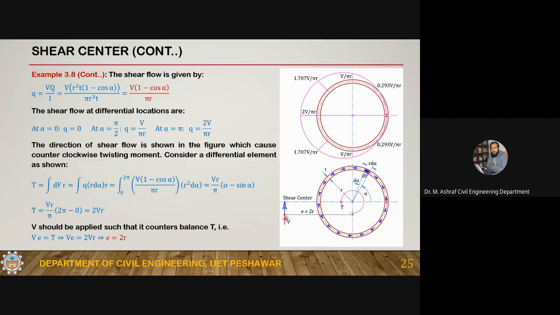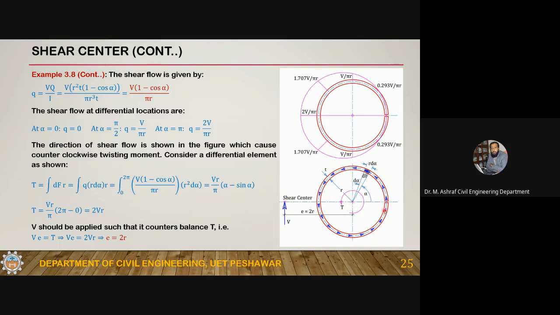Now let's suppose the applied shear is passing through this one. Since this is a counterclockwise torque, the applied one should be a clockwise torque. If this distance is e, then V into e is equal to T. If you take a moment about this point, this is producing a clockwise moment and this is counterclockwise, both of them should be equal. So V into e is equal to T. So Ve is equal to 2VR, so e is equal to 2R.